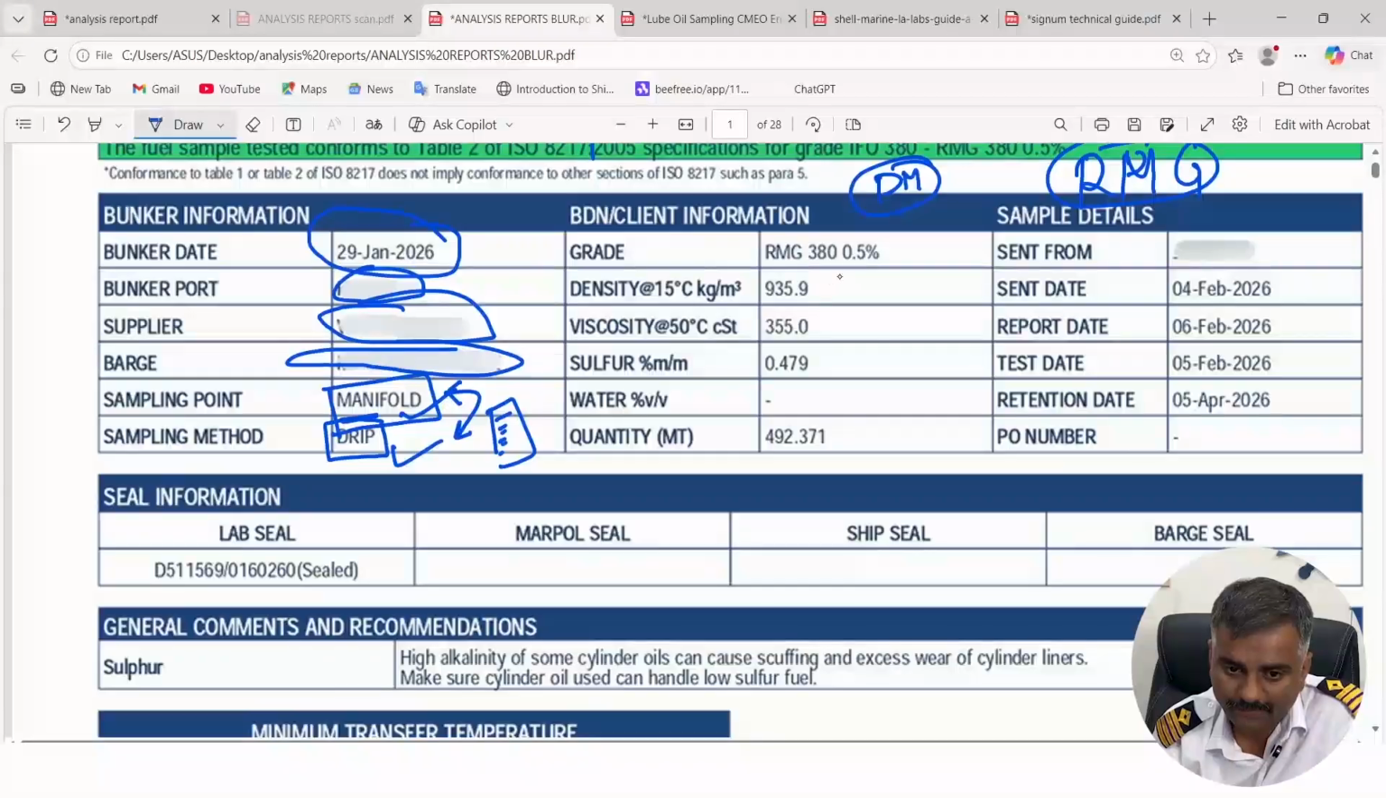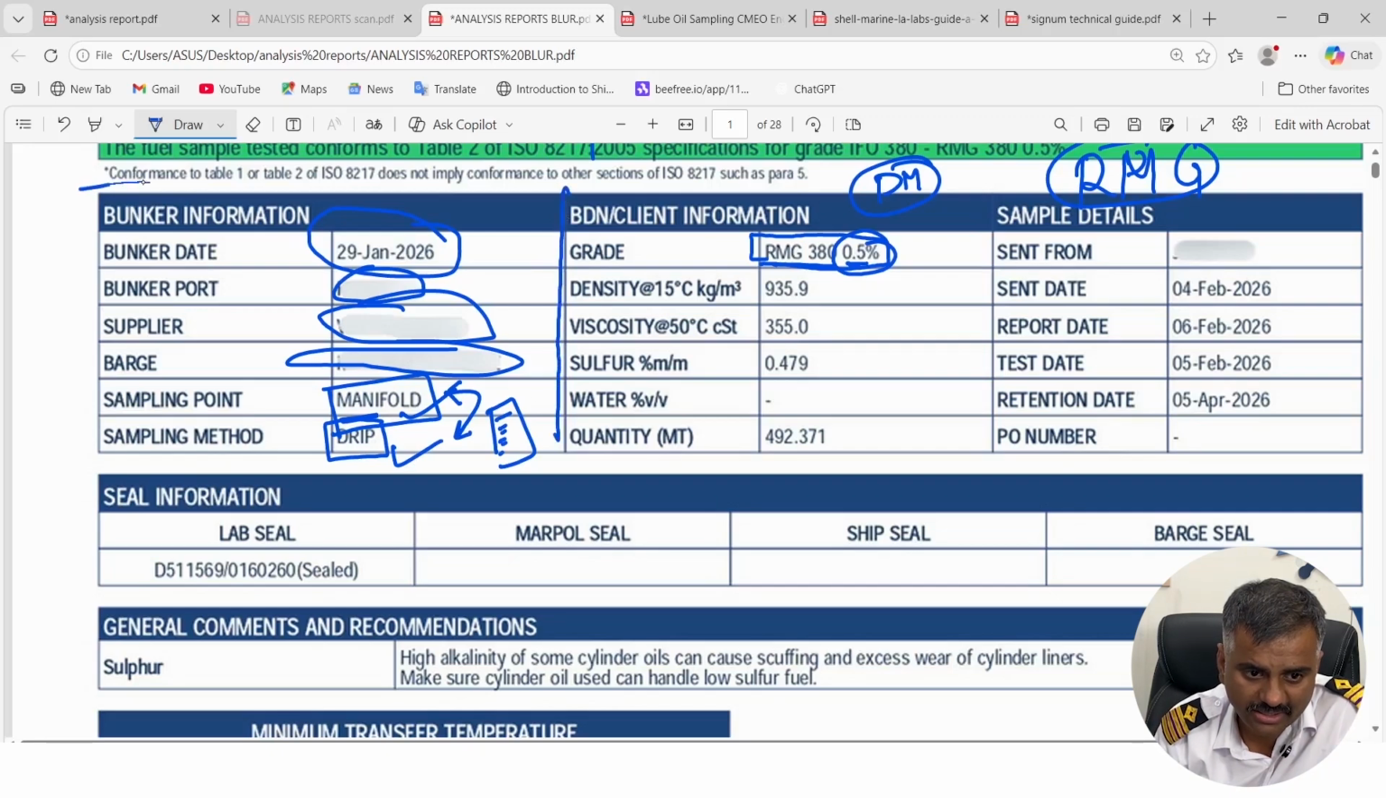Okay, what grade of oil is this? This is the residual marine grade and they have mentioned RMG 380, 0.5% is the sulfur quantity. RMG 380, 0.5% sulfur content. Density as per the BDN. So this is the BDN information, this is the bunker information. Where has the lab got this information? You have sent the lab bottle, right? So in the bottle you have filled this information.